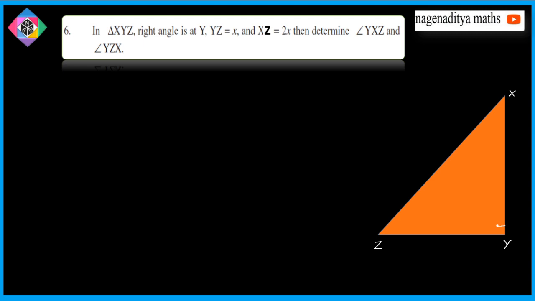So XYZ is a right angle triangle. So in this right angle triangle, what is given? The value of XZ is given as 2x and the side YZ is given as x. Okay, now we have to find the values of the angles X and Z. So we have to find these angles.